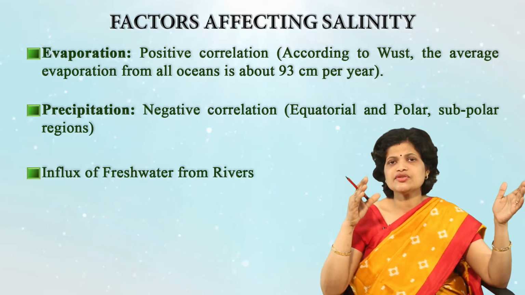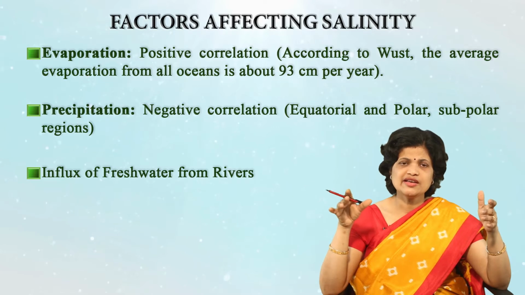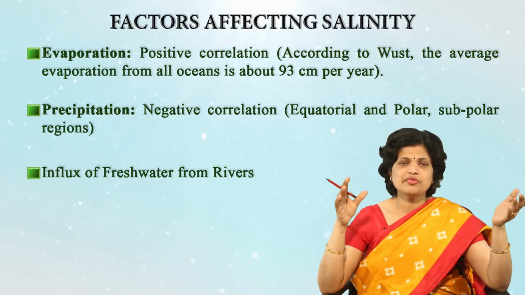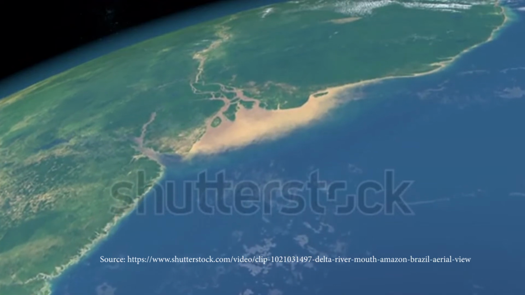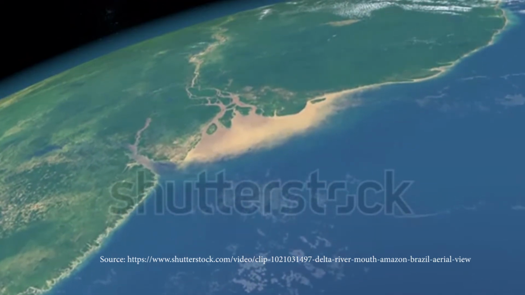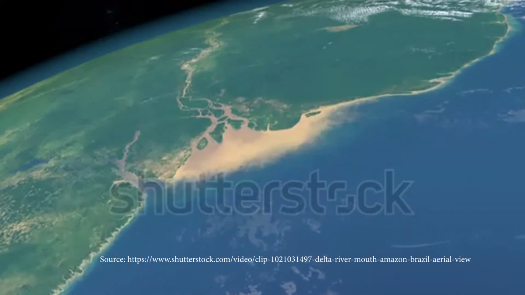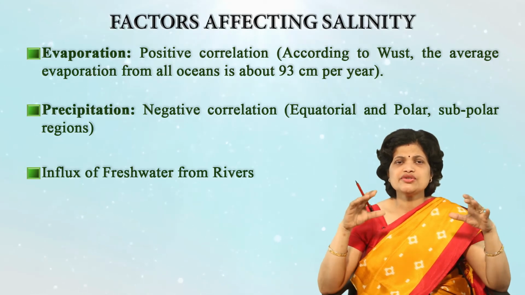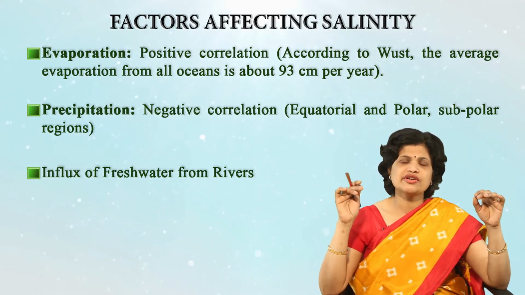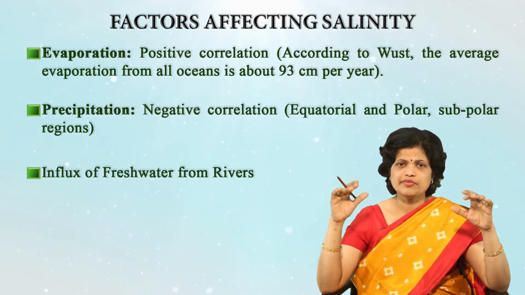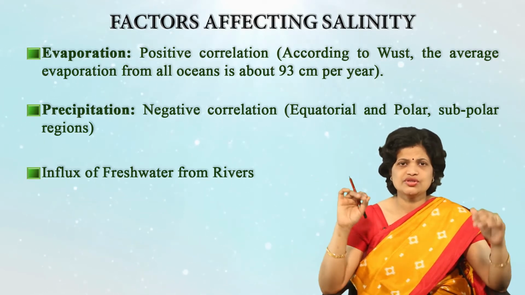Similarly, influx of fresh water from rivers will also reduce the salinity at places like river mouths of some of the major rivers of the world like the Nile, Amazon, river Ganges, Irrawaddy, Congo, Niger, etc. There are so many rivers which drain enormous amounts of fresh water into the oceans, and the river mouths have recorded very low salinity compared to places in the same latitudes.